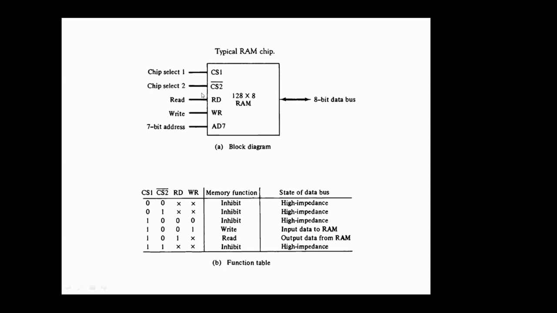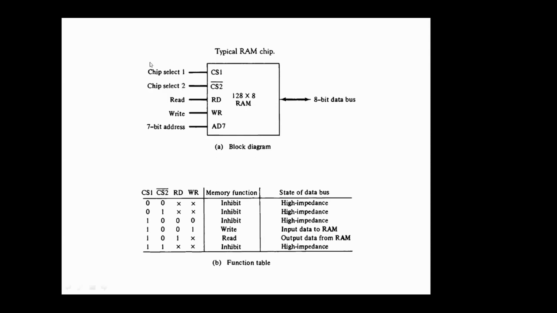Had it been 32 here in place of 128, we would have needed 5 bits. Had it been 4 here, we would have needed 2 bits. So the address bits mean how many bits we need to address this block. Since this block has 128 memory locations, we need 7 bits to address this block.